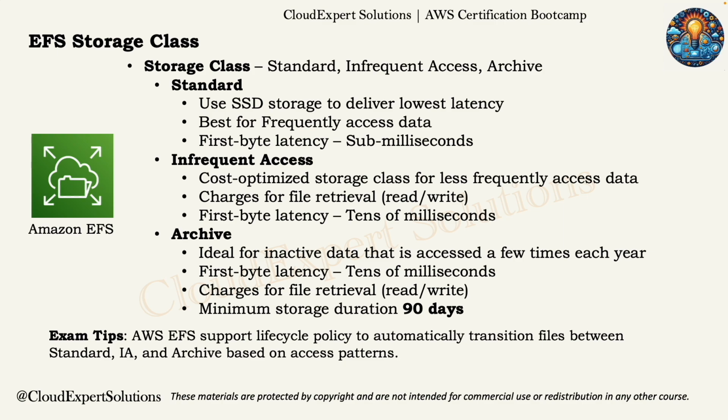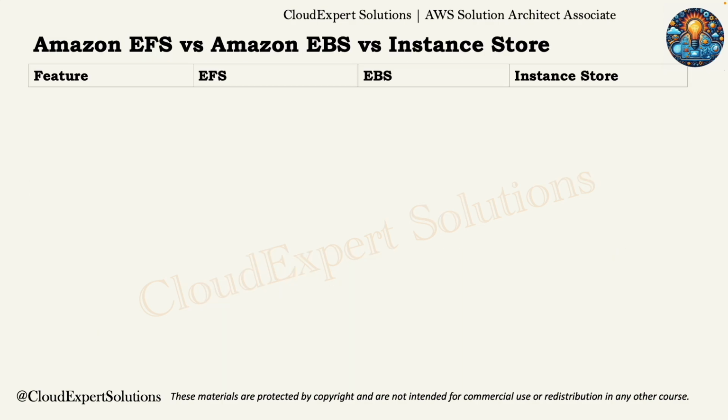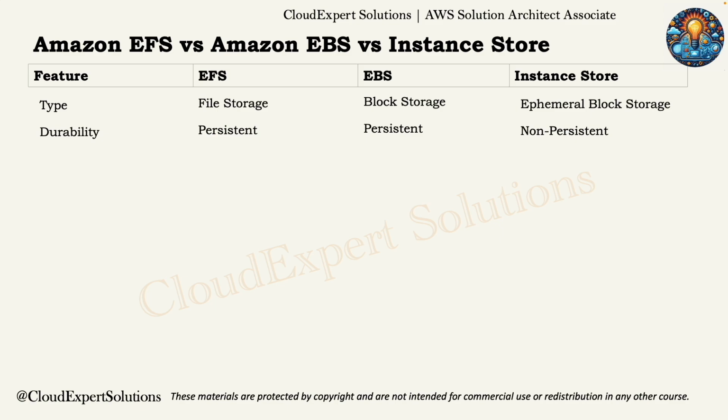You can also configure policies to move files back to standard tier when the files are accessed, and that will avoid repetitive retrieval charge if you are accessing the file frequently. Now let's compare Amazon EFS versus Amazon EBS and Instance Store side by side. EFS is a file storage, whereas EBS is a block storage, and Instance Store is ephemeral block storage. In terms of durability, EFS and EBS both provide persistent storage, whereas Instance Store is non-persistent.